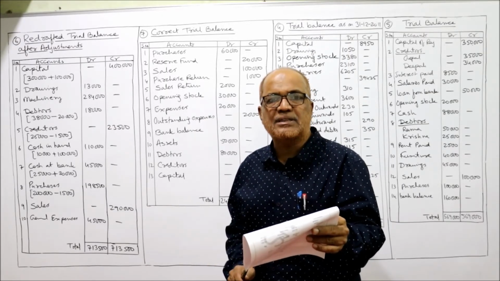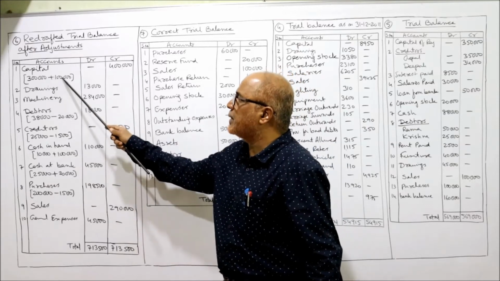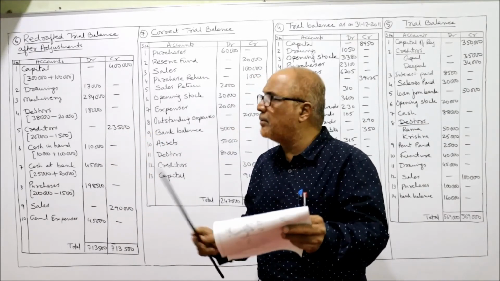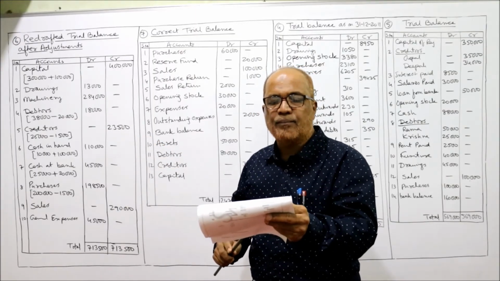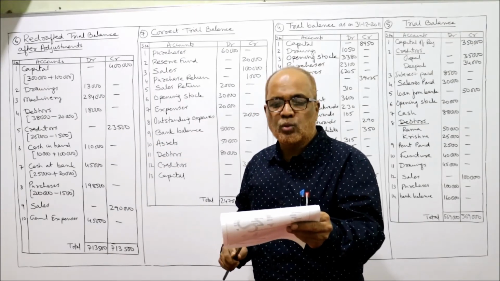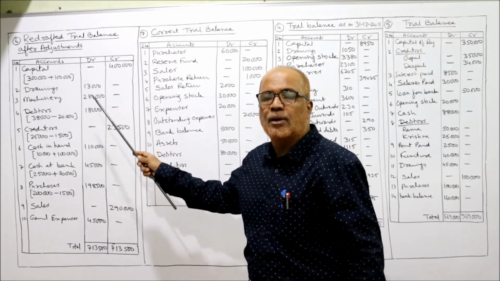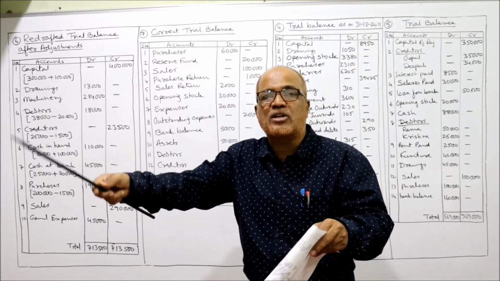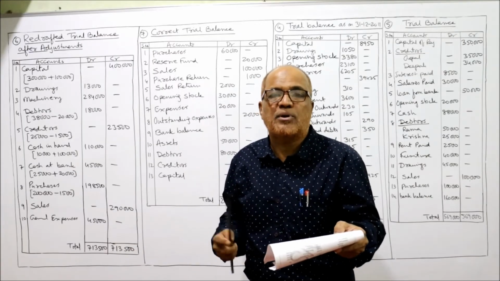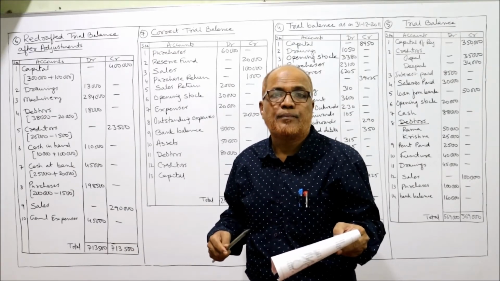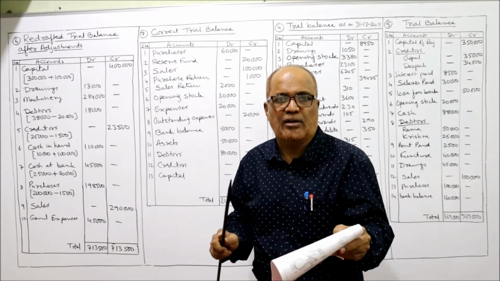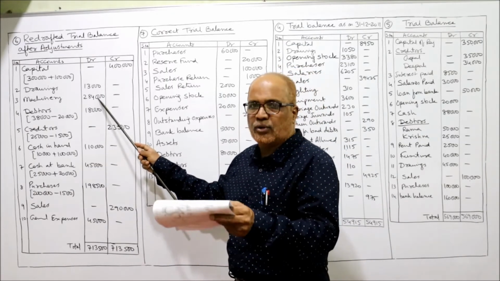First item, capital, 3 lakh rupees is given, so 3 lakh plus 1 lakh, 4 lakh rupees. Drawings, no adjustment, debit balance 13,000. Machinery, no adjustment, 2,84,000. The owner has brought cash for the purpose of purchasing machinery, but it is not given whether machinery has been purchased or not. So machinery remains the same, 2,84,000.